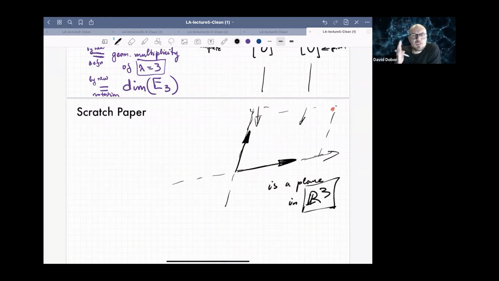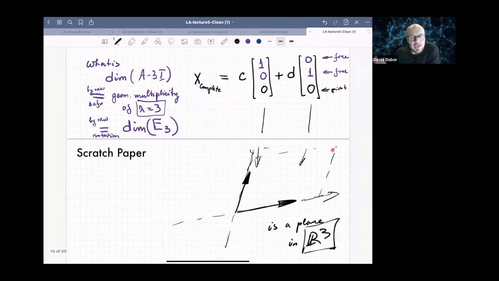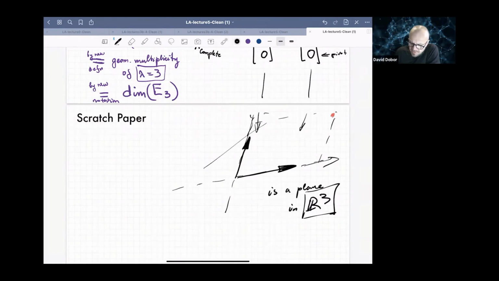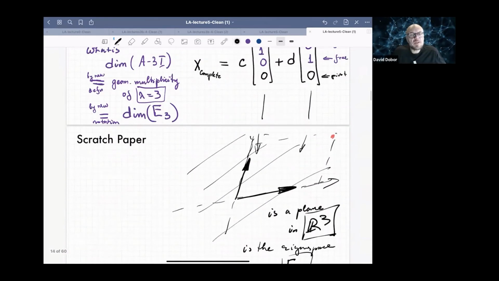Right? This is a plane, a two-dimensional plane. Now let's recap a little bit. Let's write down the moral of the story. So what did we have? Any questions about this? What we did is find that this plane is the eigenspace E associated with 3. This plane is the eigenspace, in the 3D case. Okay. Any questions about what we did?